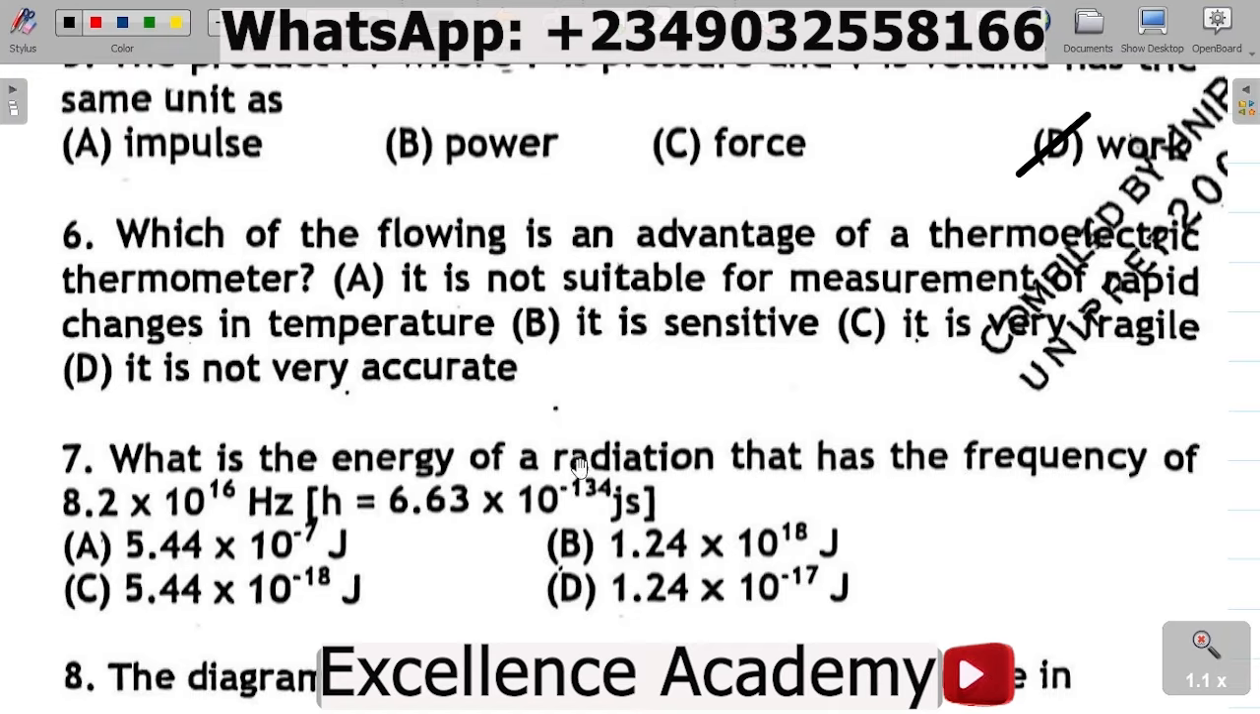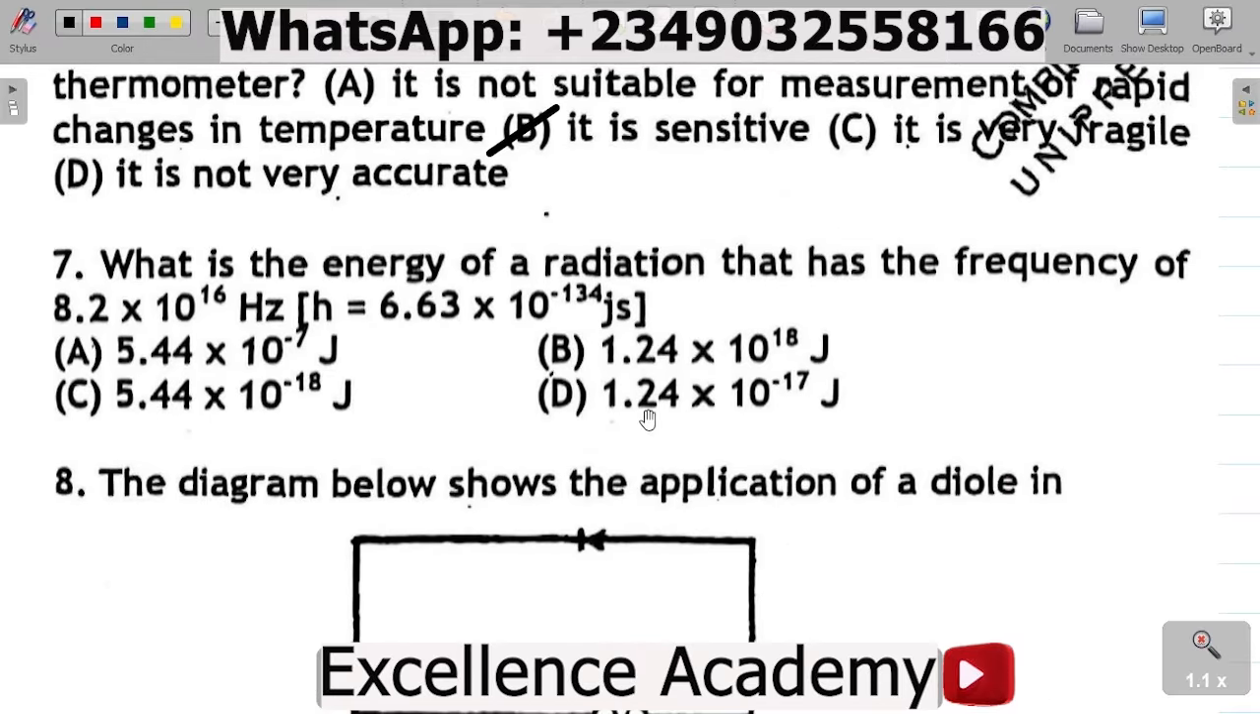And if you look at this, from what we've said so far, you can see that the answer here is B, that it is very sensitive and can measure rapid change in temperature. So that's the answer to question number 6.